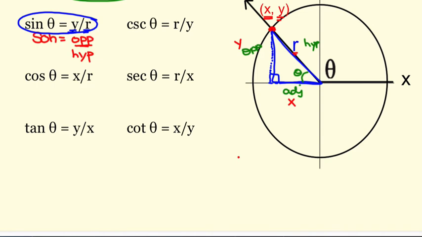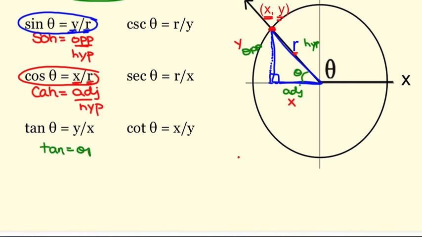Now cosine, CAH, is adjacent over hypotenuse, and if we look at our triangle, adjacent is x and hypotenuse is r. So that's how you find the cosine. And then tangent, in SOHCAHTOA, tangent is opposite over adjacent. In our right triangle, in the blue, that is y over x. Now those are the big 3.